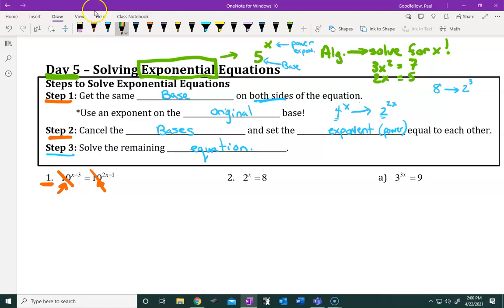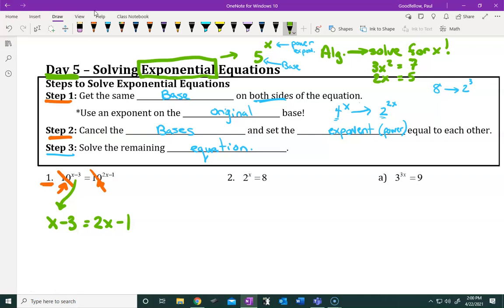Now, since nothing is sitting there holding this guy back up in the air anymore, it becomes just an x minus 3 that falls down, and that's equal to a 2x minus 1 on the other side. You just equate the exponents to each other, and you solve the rest of the question. It basically means that you brought that superscript downstairs.